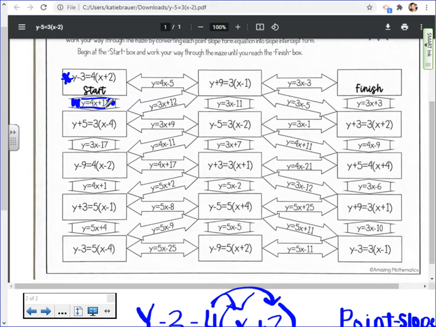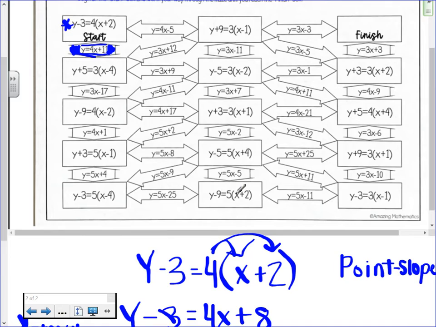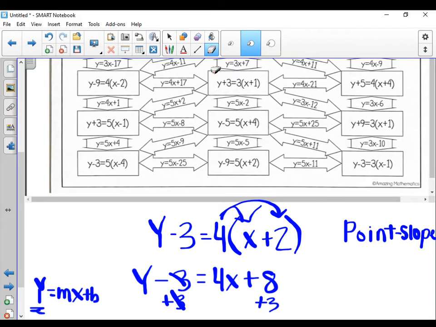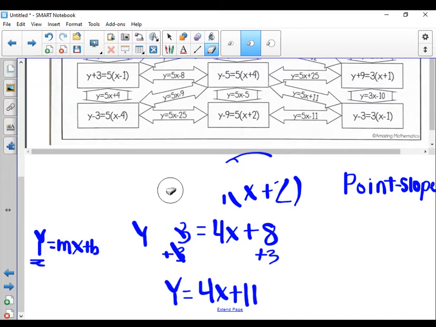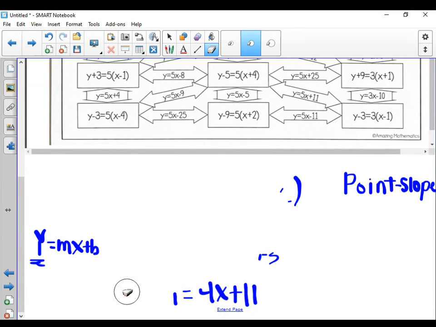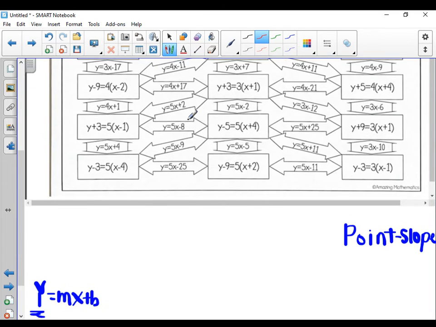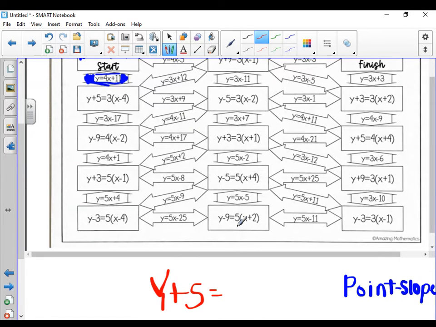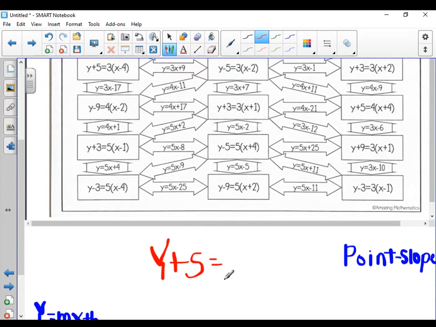and I would not recommend doing this in pen in case you mess up. So mark it in pencil, and it's pointing to go down to the next one, y plus 5. So I'm going to erase my work. So we did the first one, we got the answer, it pointed to the next problem that we're going to do, and that was y plus 5 equals 3 times x minus 4.